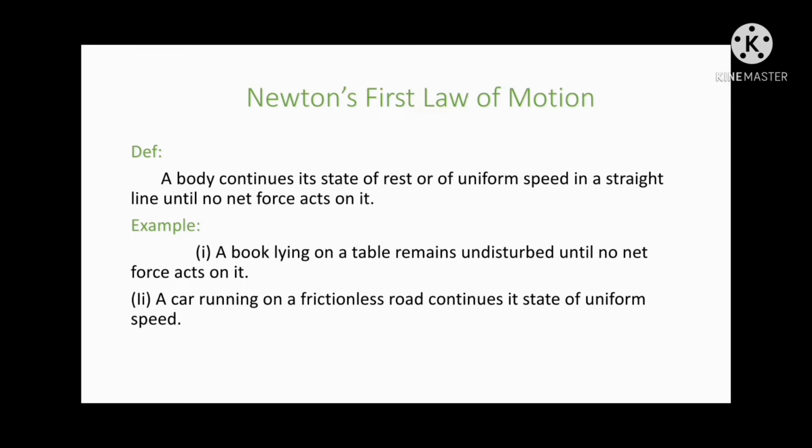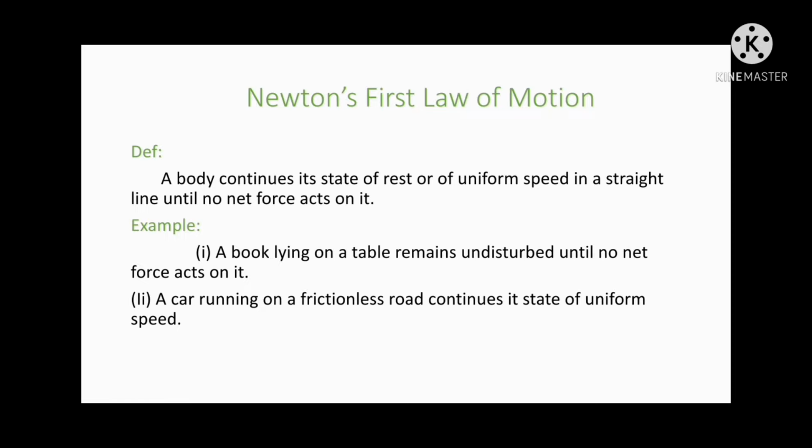Here we shall discuss two examples. Our first example is a book lying on a table, which remains undisturbed until a net force acts on it. Here we can see that the book is in a state of rest, and if we do not apply any net force, or any net force doesn't act on the book, then there will be no change in the position of the book. Means the book will continue its state of rest.